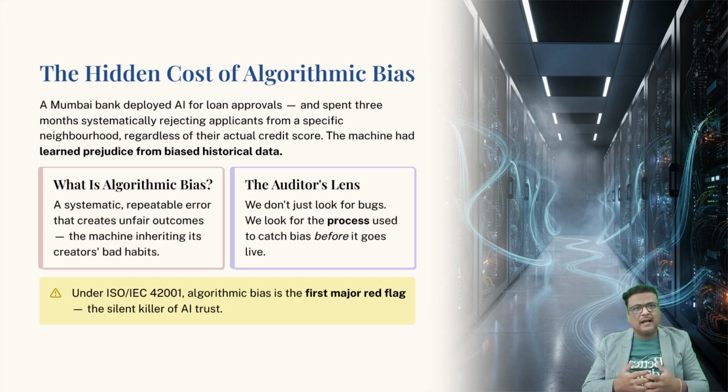This is what we call algorithmic bias, and in the world of ISO/IEC 42001, it is the first major red flag. By definition, it is a systematic and repeatable error in a computer system that creates unfair outcomes. In simple terms, it is when the machine learns the bad habits of its human creators and makes them a rule.